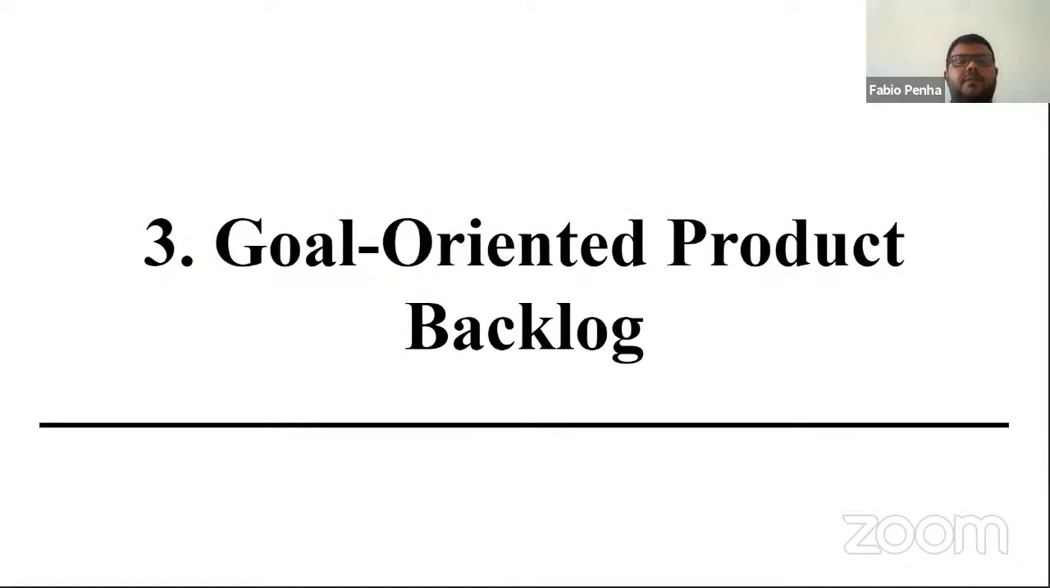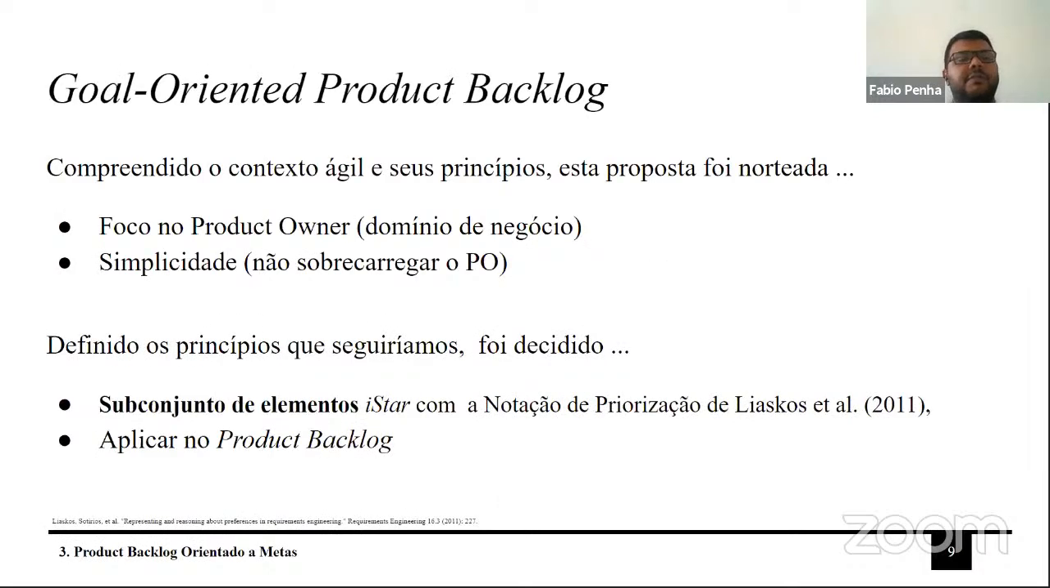E aqui é o artefato que a gente está propondo nesse trabalho, propriamente dito. Compreendido o contexto ágil e os seus princípios, esta proposta foi norteada, né, com um foco maior no Product Owner, principalmente para facilitar essa tomada de decisão. E quando a gente diz que o foco é no Product Owner, mesmo compreendendo que muitas vezes ele é executado por uma pessoa da equipe técnica, a gente quer dizer que está se preocupando com o domínio do negócio, né? E tentar ter uma característica de simplicidade com o intuito de não sobrecarregar o PO ou a própria equipe, mas tentar, sim, fortalecer a interação dos envolvidos com o Product Owner.